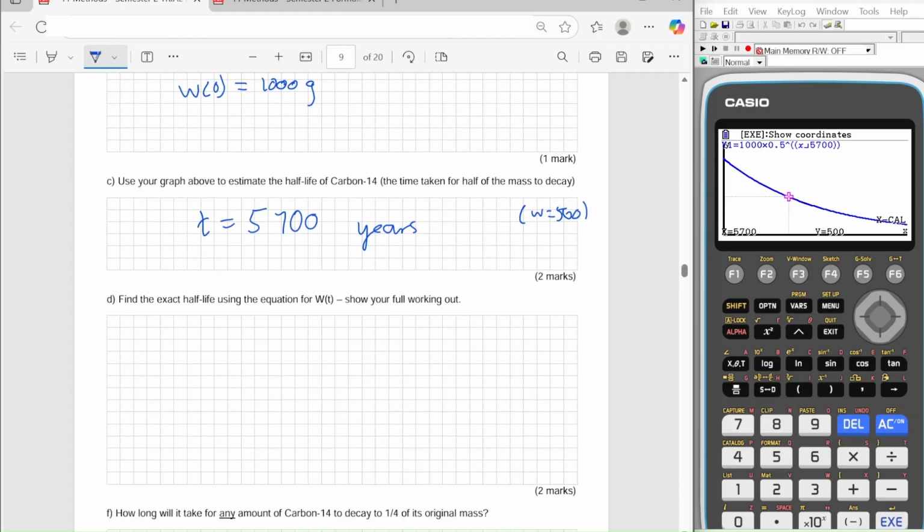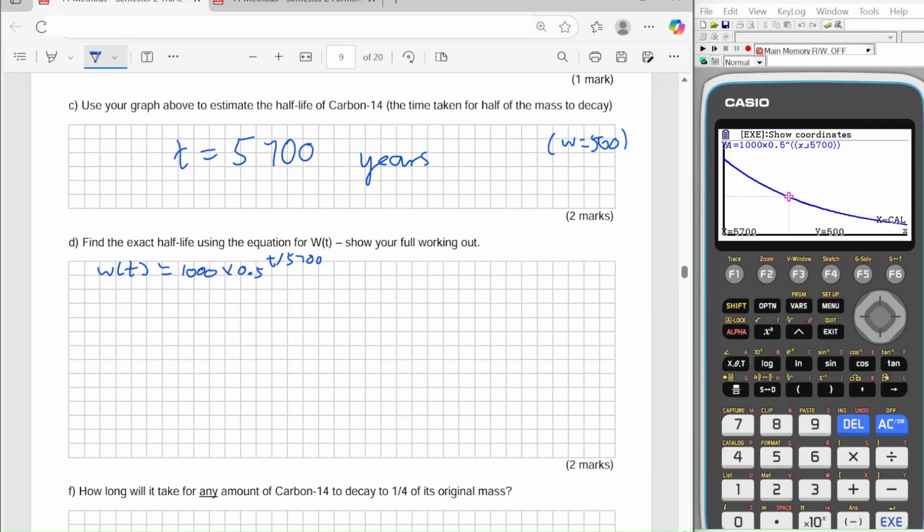Find the exact half-life. So the weight equation looks like this. So 1,000 times 0.5 to the T over 5,700. What we can do is set the weight. Actually, no, I'll write it like this. So we want 500 to equal the weight. So this is like half of 1,000.